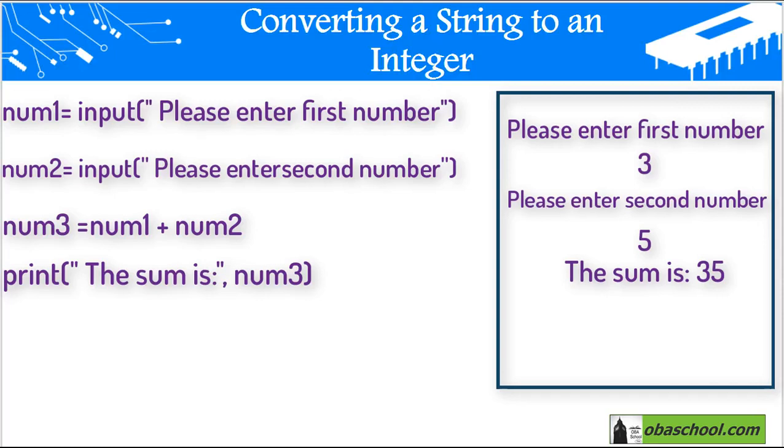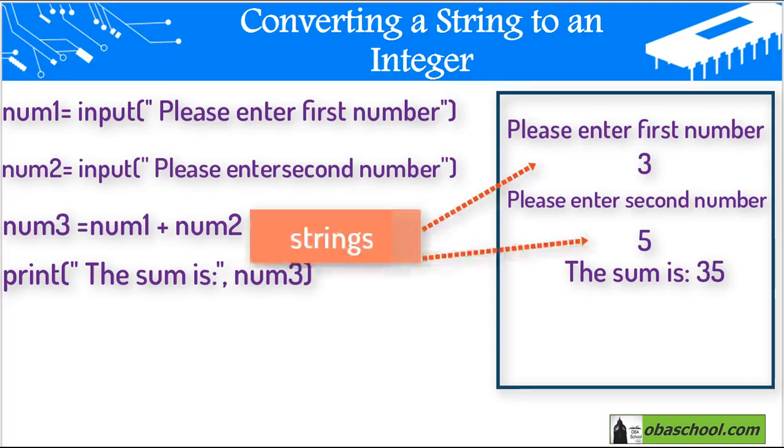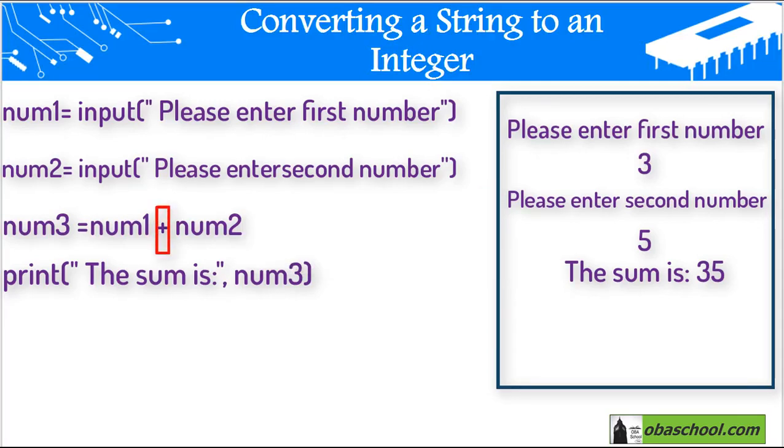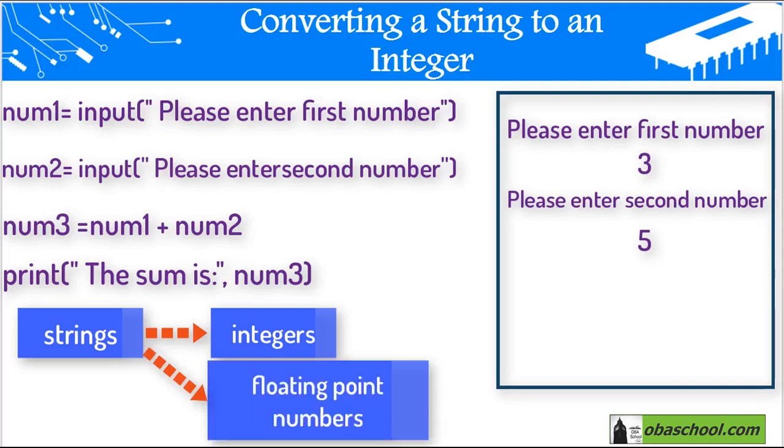You would expect num3 to be 8. However, the program outputs the sum is 35 to the user. What has happened? The numbers are input as strings, and the plus symbol, when used with strings, means concatenation or joining the two strings together. So you need to convert each of the strings to integers or floating point numbers.